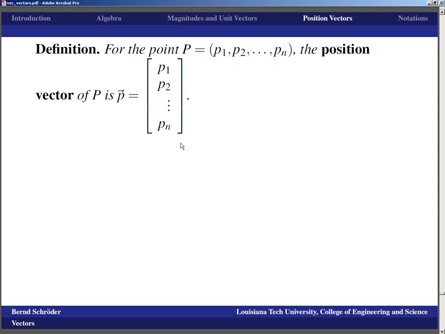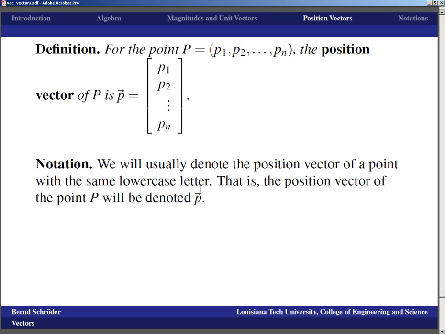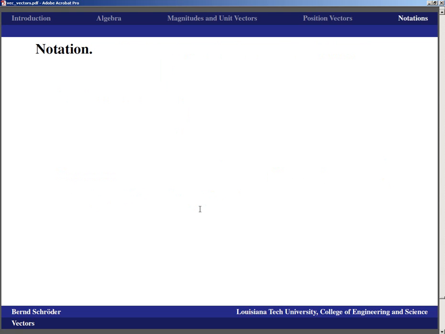That's why we ultimately want to work with position vectors. And as a notation, we will usually denote the position vector of a point with the same lowercase letter, but in vector notation. So the position vector of the point P will be denoted by vector P. More notation, and I think that's what we're actually already going to close with.